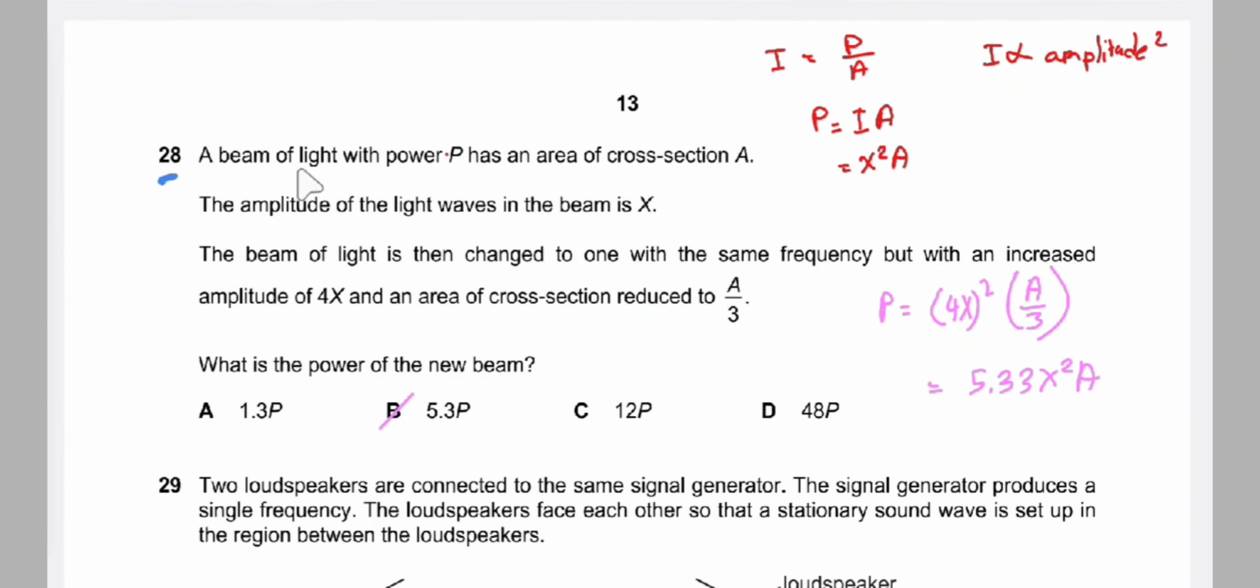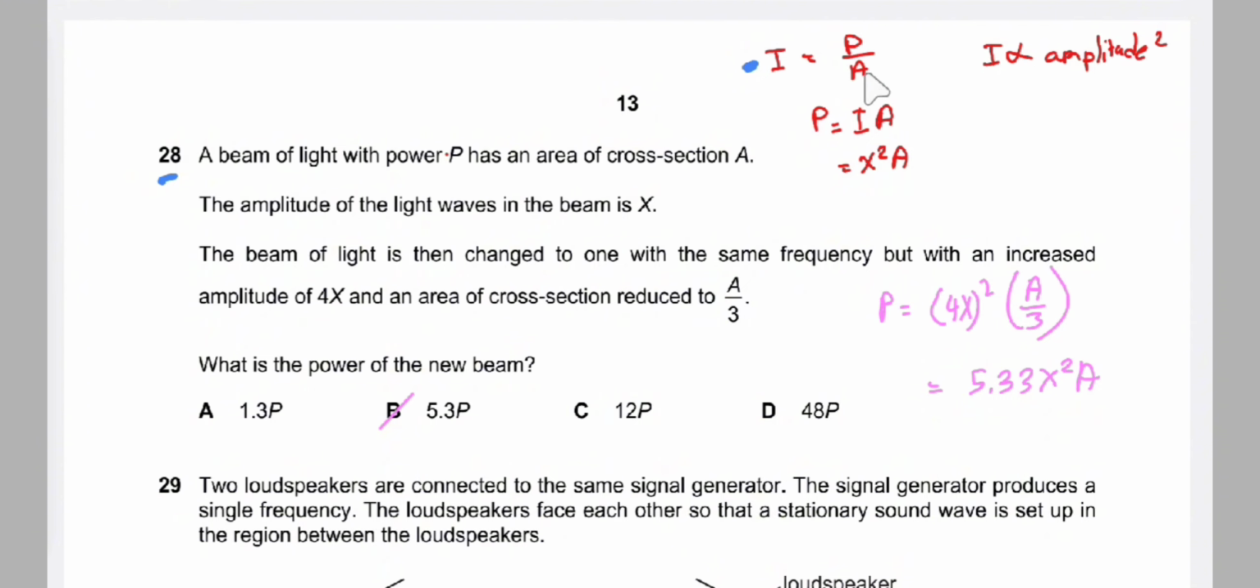Question number 28. A beam of light with power P has an area of cross-section A. The amplitude of the light waves in the beam is x. The beam of light is changed to one with the same frequency but with an amplitude of 4x, and an area of cross-section reduced to A by 3. What is the power of the new beam? We need to find the power of the new beam. First of all, you must remember two equations: intensity is equal to power divided by area, and intensity is directly proportional to amplitude squared.